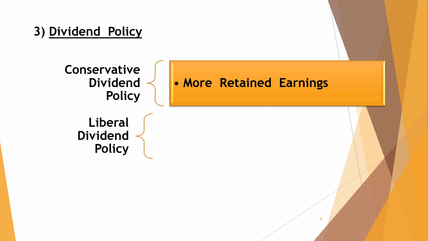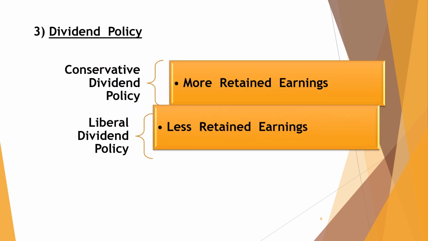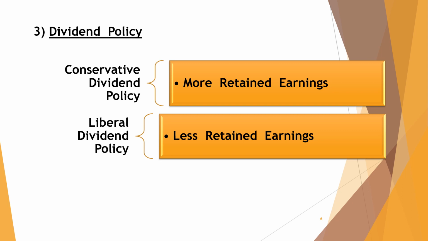On the other hand, if the company adopts a liberal dividend policy, that is, it pays more amount of dividend to its shareholders and keeps its shareholders happy, in that case it saves less in the form of reserves, then automatically the retained earnings of such company will be less.